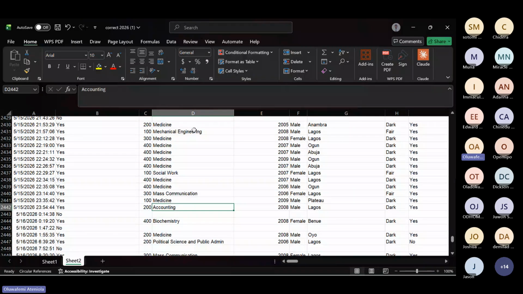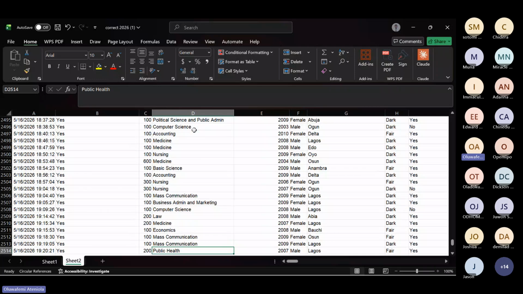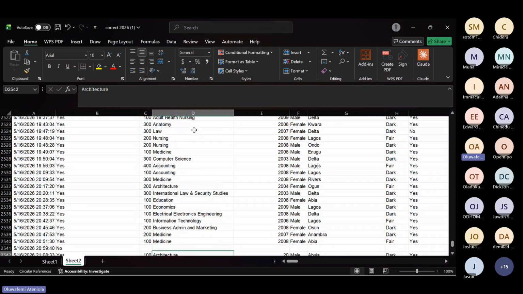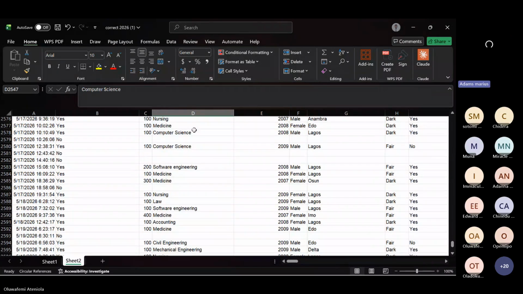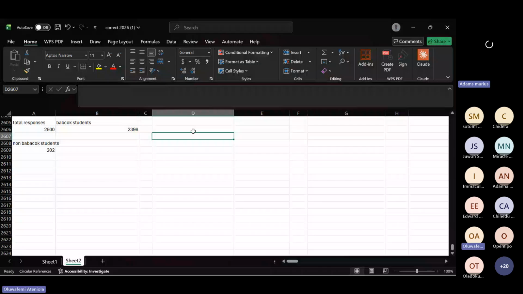Control Down is going to take me to the last cell before an empty cell. This is going to be equal to UNIQUE.